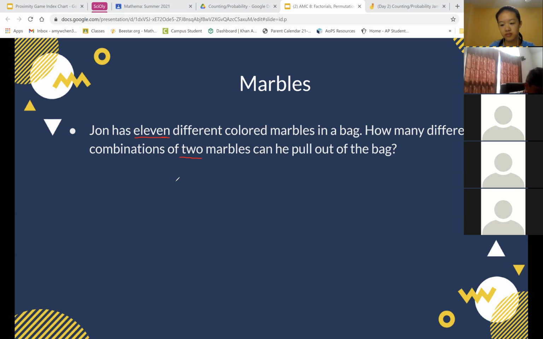So first I did 11 times 10 divided by 2. That would be 11 times 5, which is 55. Exactly. So remember, each marble is a different color, and if we want 2 different marble colors, we just have to do 11 choose 2, right? And since it's combinations, the order doesn't matter. Let's say we get red and blue. Red, blue, blue, red, they're the exact same thing. So we would use combinations.